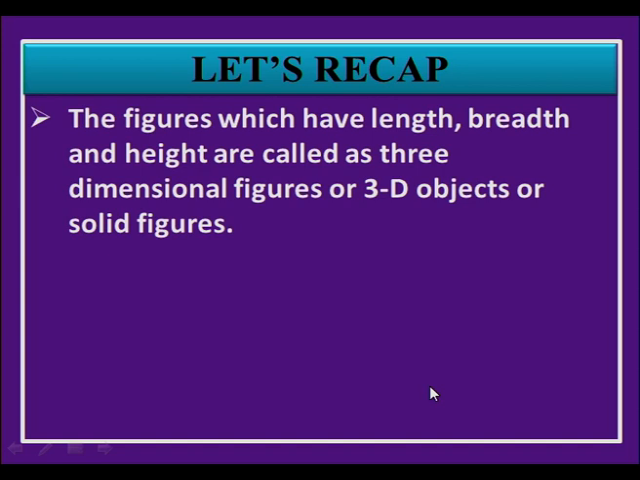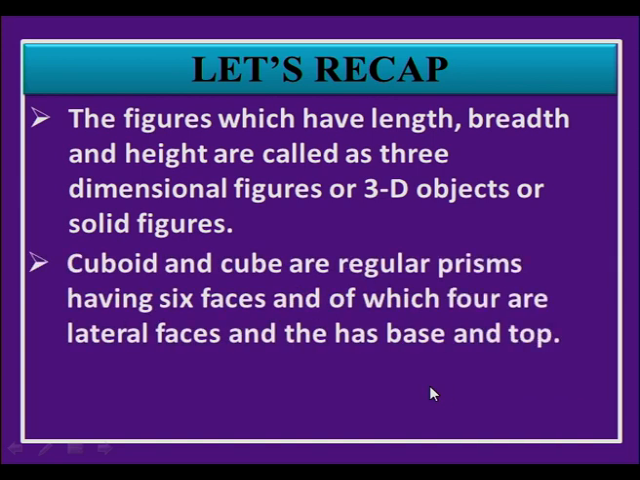So, children, we have seen the concepts of cuboid, cube and also cylinder, and we have practiced some problems also, so that we are good at application part also. Now, before we end our session, let us quickly recap what we have learnt. The figures which have length, breadth and height are called 3-dimensional figures or 3D objects or solid figures. Cuboids and cubes are regular prisms having 6 faces, of which 4 are lateral surfaces or lateral faces and has base and a top.